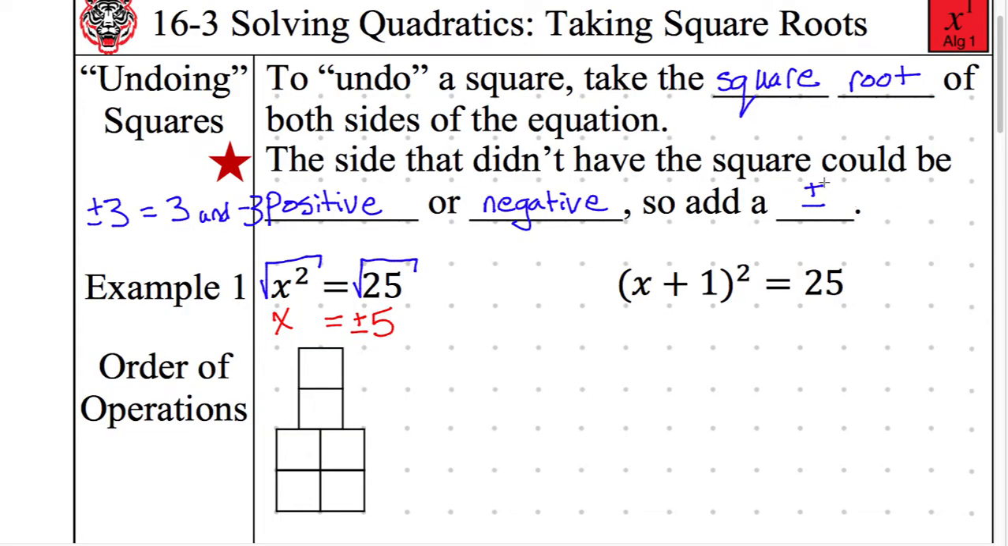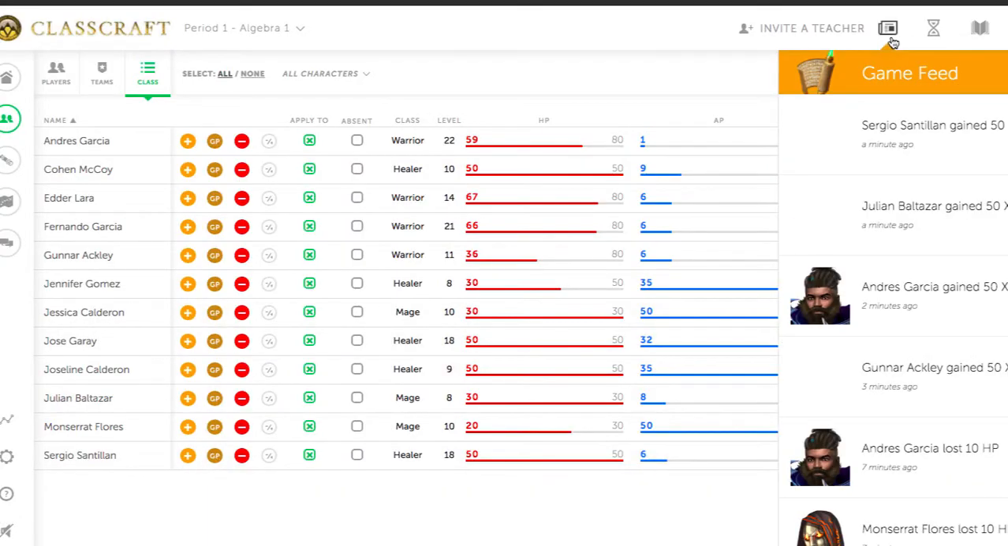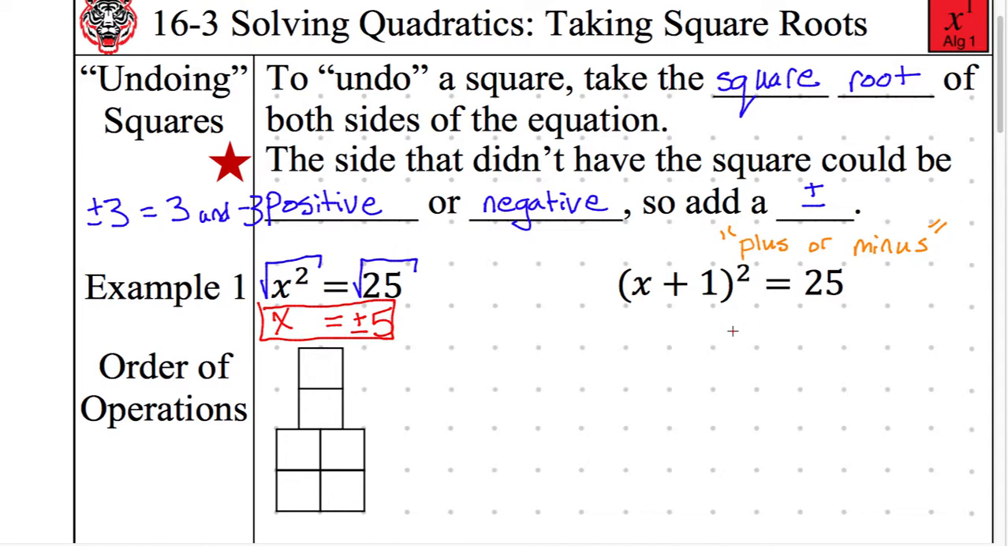And if I want to pronounce this, I can say plus or minus. So this is how I pronounce it, plus or minus 5. And there's my answer. I can just box that. Yeah, thank you, Sergio. Wait, did I already give you XP? I did, okay. All right, what about this second one, the one on the right-hand side?